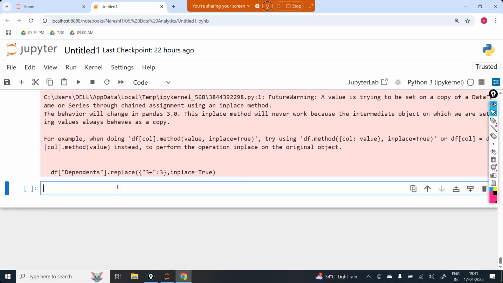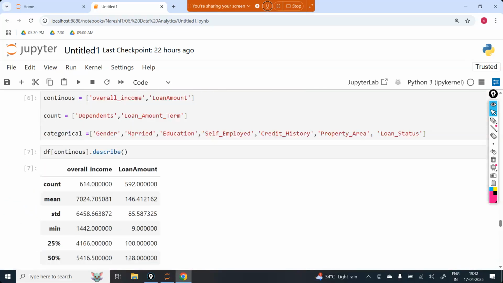Now what is the next step you have to do? After treating the wrong data type, what is the next one? You are going to treat the data type. So now you can convert the data type of dependents and also you can convert the data type of another column. What is the other one we have to convert? Loan amount term. Loan amount term is also basically in float values. But why has it given float values for loan amount term?